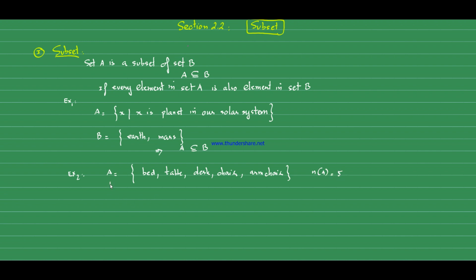Then I can create a set B over here. What if set B just has a table and chair and desk?